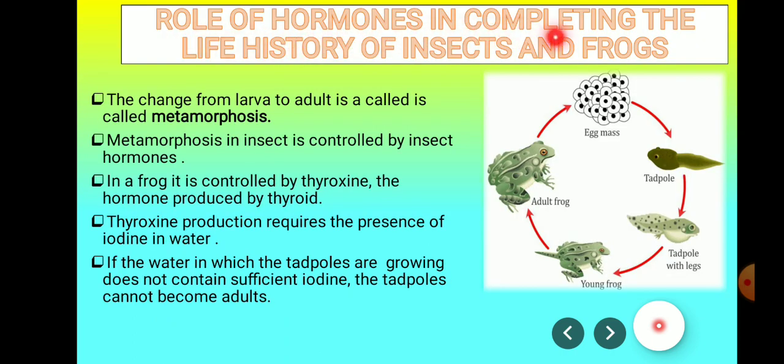Role of hormones in completing the life history of insects and frogs. The change from larva to adult is called metamorphosis. Metamorphosis in insects is controlled by insect hormones. In a frog, it is controlled by thyroxine, the hormone produced by the thyroid. Thyroxine production requires the presence of iodine in water. If the water in which the tadpoles are growing does not contain sufficient iodine, the tadpoles cannot become adults.